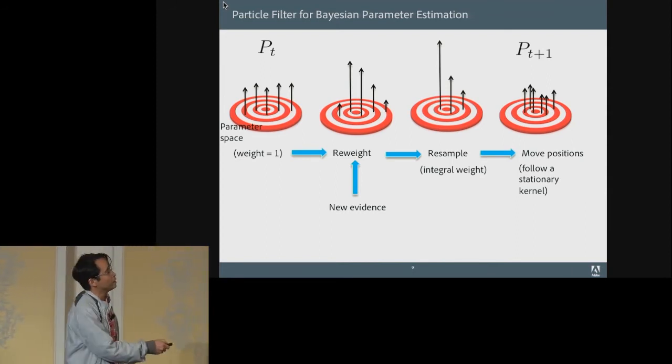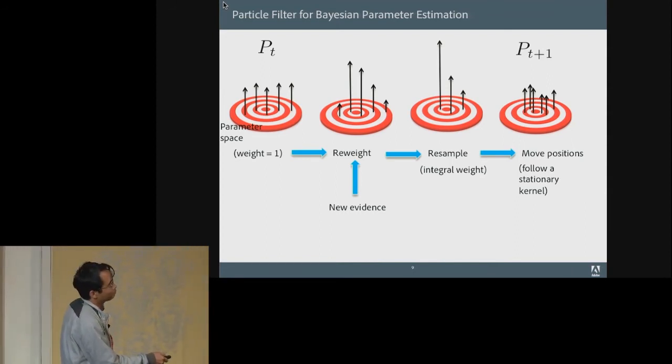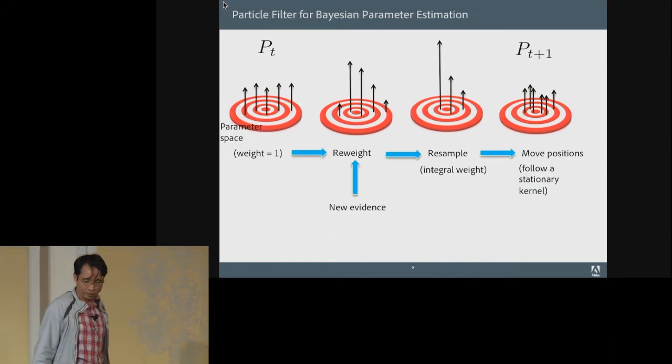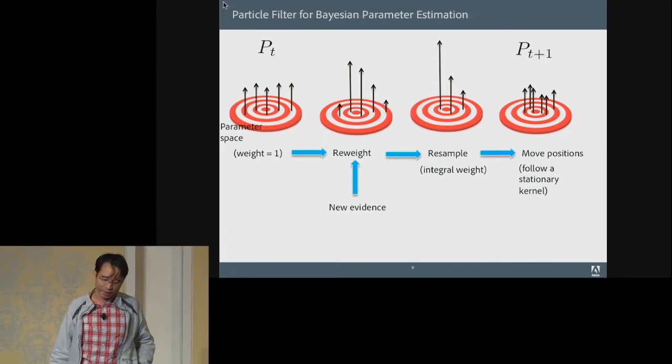And this is actually called a move step, where you basically try to perturb these positions according to a kernel that is stationary with respect to the posterior at that point in time.